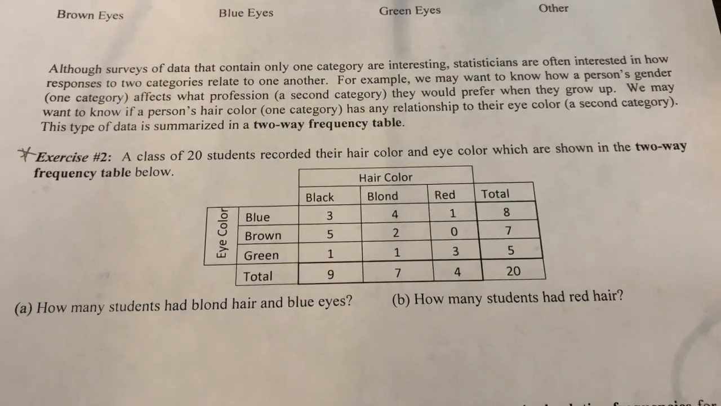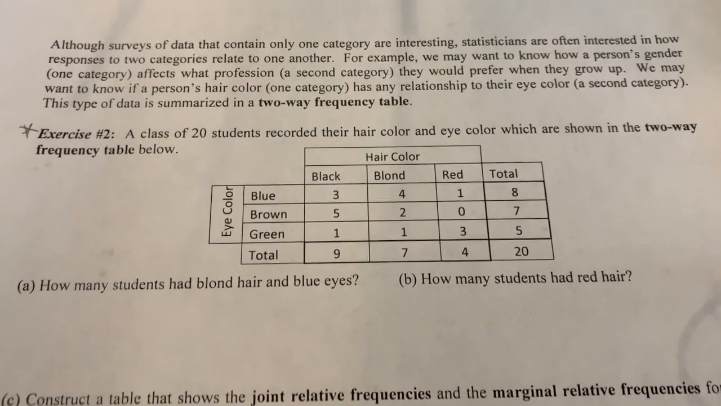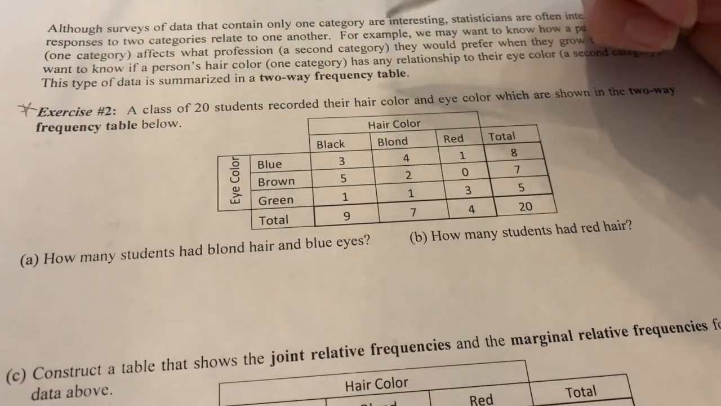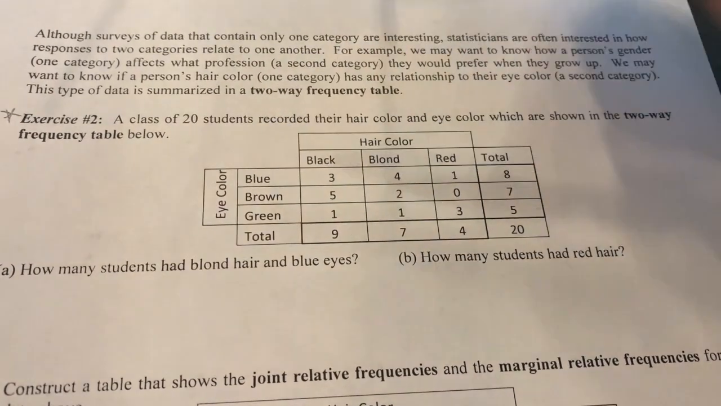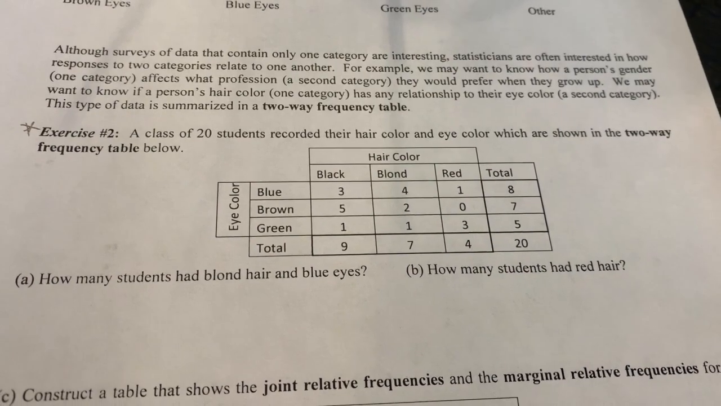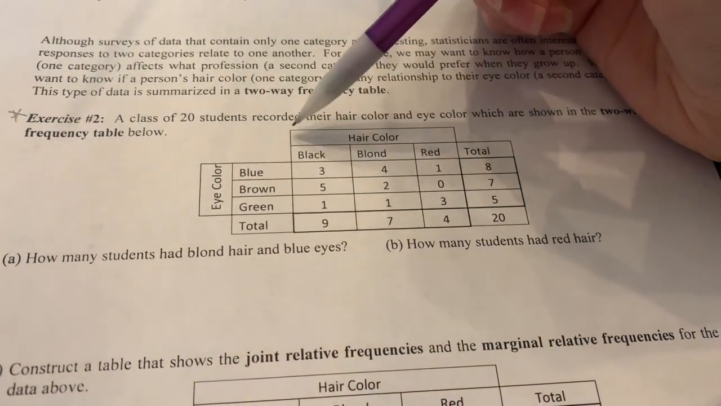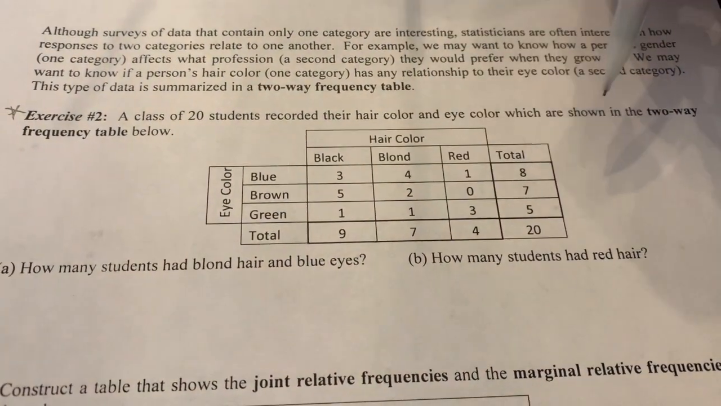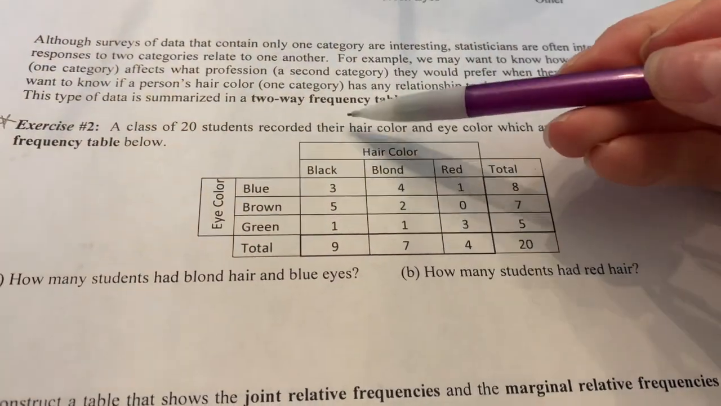So what we can do to look at those relationships is create a two-way frequency table. So we're going to learn how to do that right now. To show you what a frequency table looks like, we have this example here, exercise 2. A class of 20 students recorded their hair color and their eye color, and it's shown in this two-way frequency table. So the way it works is you have one category on the top and one on the side, and then you total it both ways. So you have a total of this category, and then you have a total of this category.